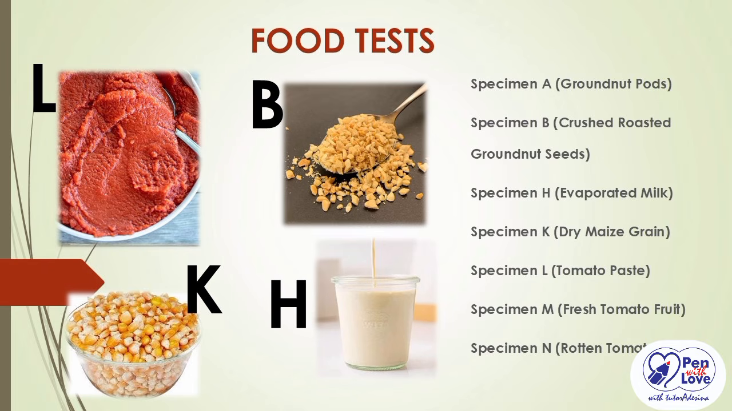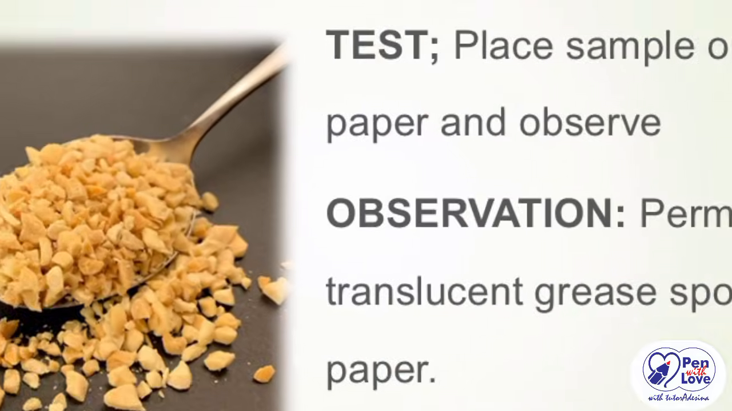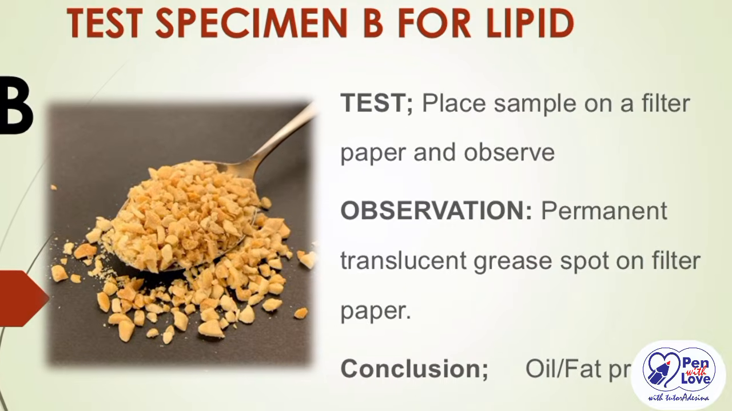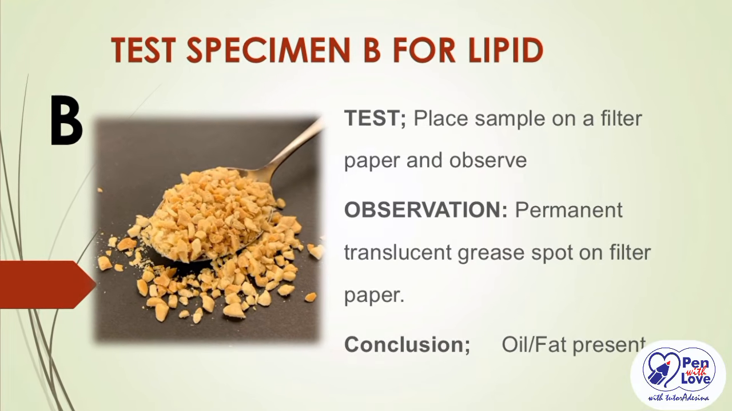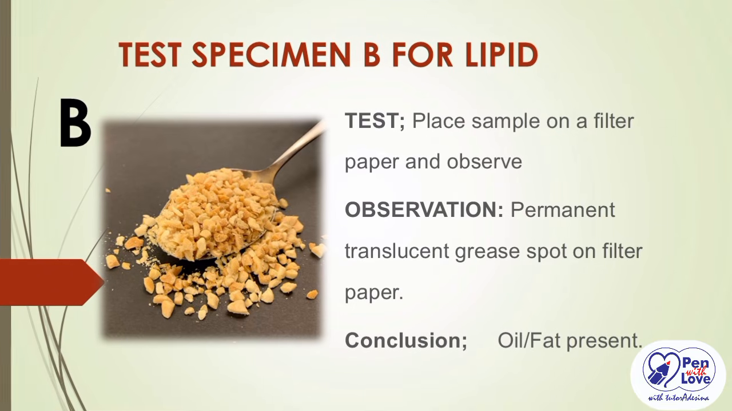So let's look at how questions can come under food test. Testing B for lipid. So you're going to have a table: test, observation, conclusion, or your inference, whatever. But it normally comes with conclusion in biology, unlike in chemistry where we normally have inference.